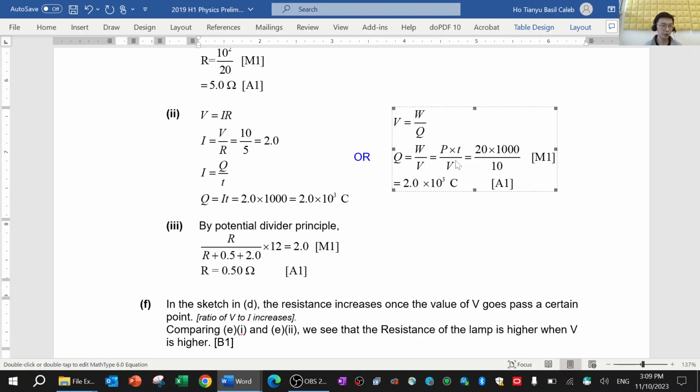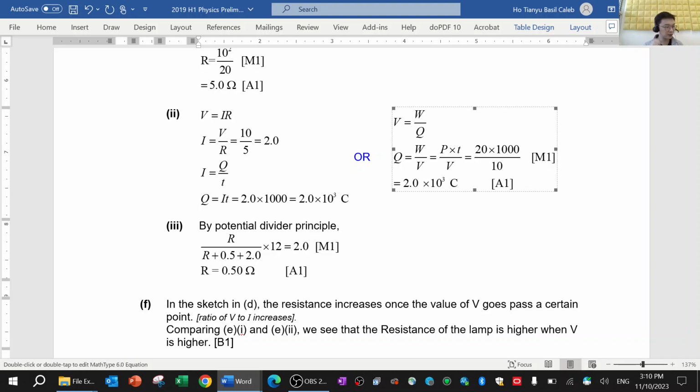Lastly, part 3. The variable resistor is now adjusted to 2 ohms, and the PD across the lamp is now measured to be 2 volts. So obviously in this question, our favorite equation, the potential divider principle, has not occurred yet. One of the key ideas in your mind when you attempt a CIE DC question is always to think, hey, maybe can I use the potential divider principle?